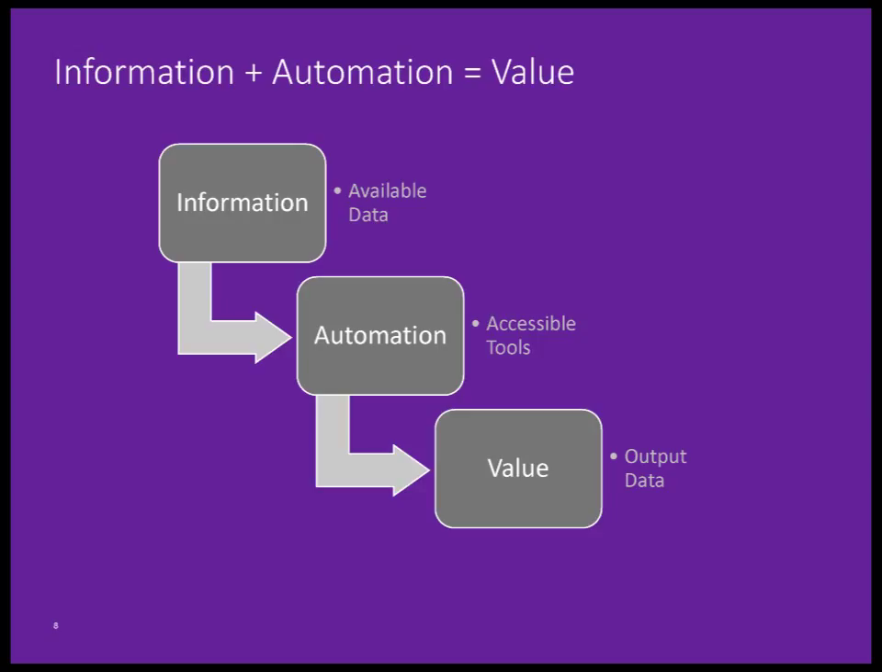So in order to communicate this equation, so to speak, of information plus automation equals value, I'm going to demonstrate this with a couple examples of the models that I produced. I'm going to use this three-step process, essentially. I'm going to talk about the available data, the accessible tools, and then the output of the data that ended up delivering value, and how.